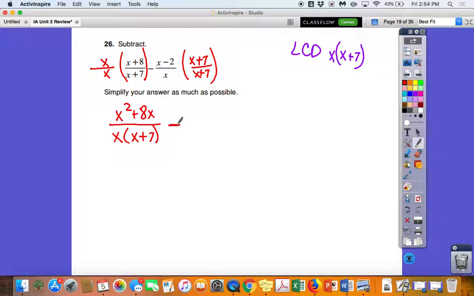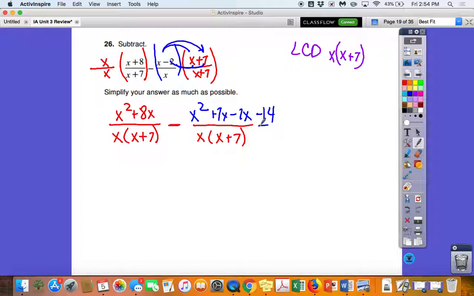Bring down your minus. Now I'm going to write down the bottom. We have to multiply these two binomials out. I've got to do x times x, x squared, x times 7, 7x. Then I've got to do negative 2 times x, and then negative 2 times 7, which is 14. Okay, so our denominators, yep, they're good.